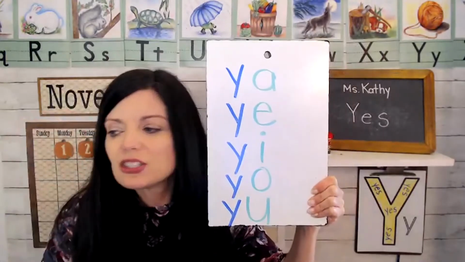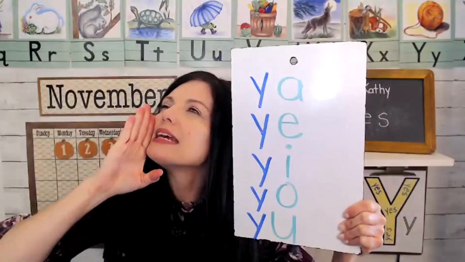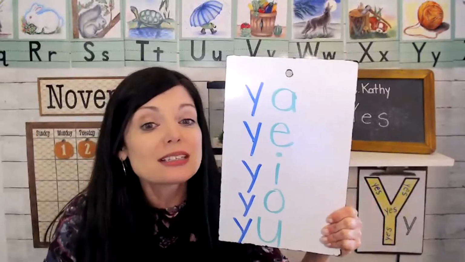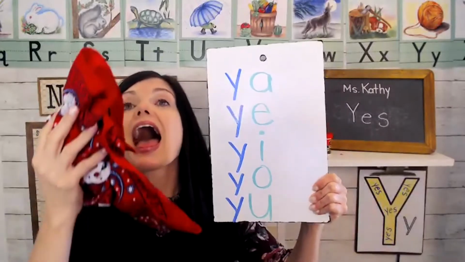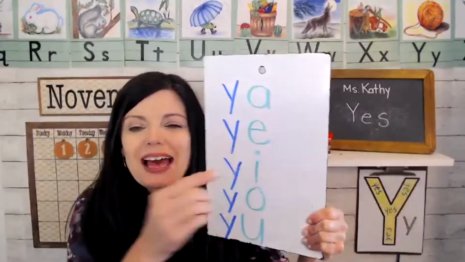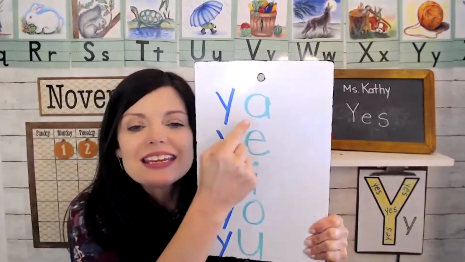So we usually start with two. Letter Y sounds like what? Yeah, as in yell. Do you remember what A sounds like? Ah. That's what letter A sounds like. So let's blend. Ah. Yeah.